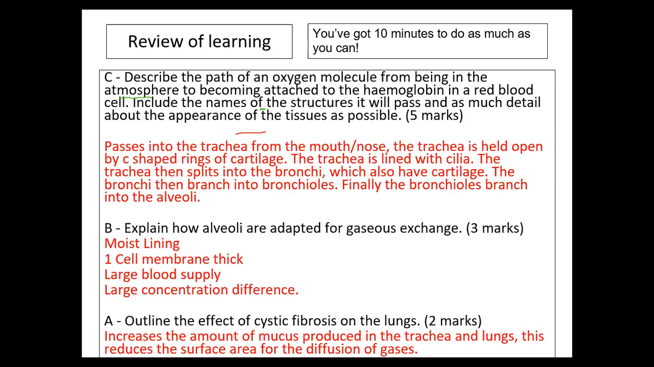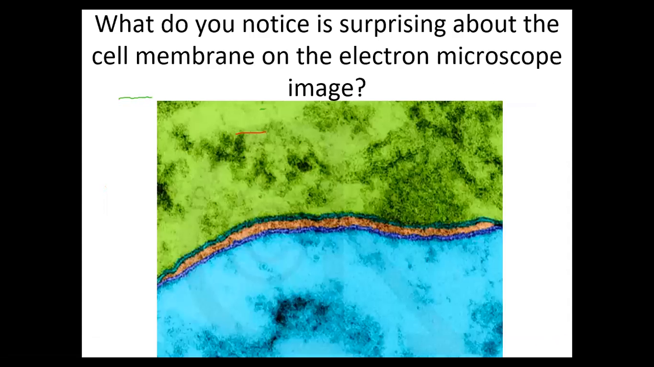Let me skip this bit a second, we don't want that. And so we've got an image here. Let me get rid of those annotations. We don't want them. It's an electron microscope image of a cell membrane. So the green section is inside the cell, blue is outside the cell. And so then the blue line with like an orange image in between, that is our cell membrane.